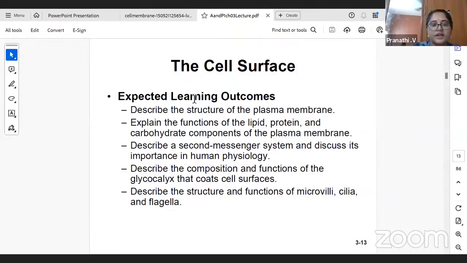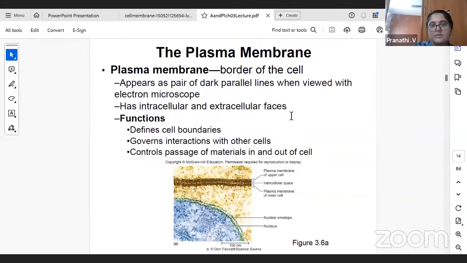Right. So when it comes to the plasma membrane, it is the border of the cell. That's what is being given. It covers the cell, shows like a dark parallel line, and has two faces basically. One face of the plasma membrane is going to face your cytoplasm. The other face of the plasma membrane is going to face the extracellular fluid.